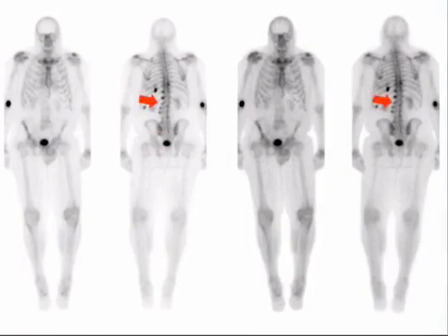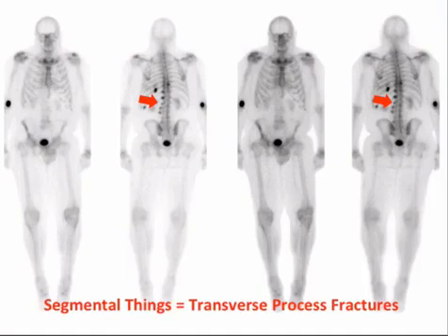What about that right there? Bunch of segmental things. So these are transverse processes, right? In a trauma, once you see one, you usually see the one above and one below when you look closer. So things in a row: transverse process fractures.